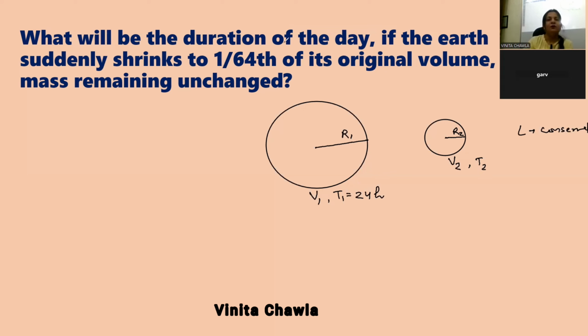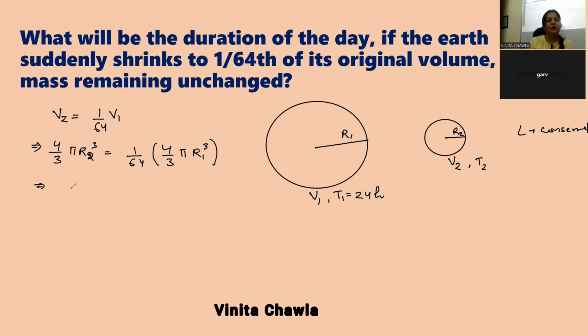See, if the Earth suddenly shrinks to 1/64th of its original volume, we are not changing the mass. Only volume is changing. So we can write that V2 is 1/64 V1, and Earth is a sphere. We can assume Earth to be spherical in shape. So how do we find volume of a sphere? It's 4/3 pi r cube. So we can write 4/3 pi R2 cube is equal to 1/64, in the bracket, we will write 4/3 pi R1 cube.